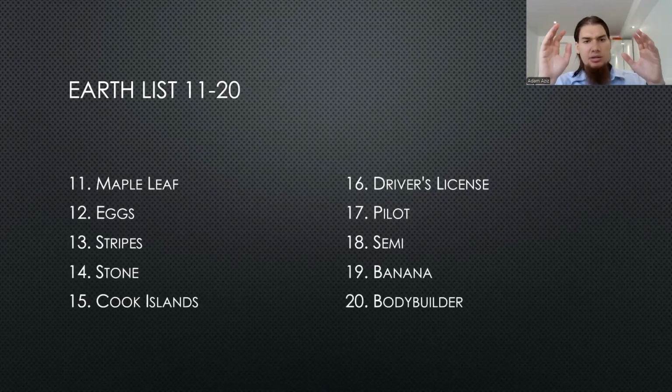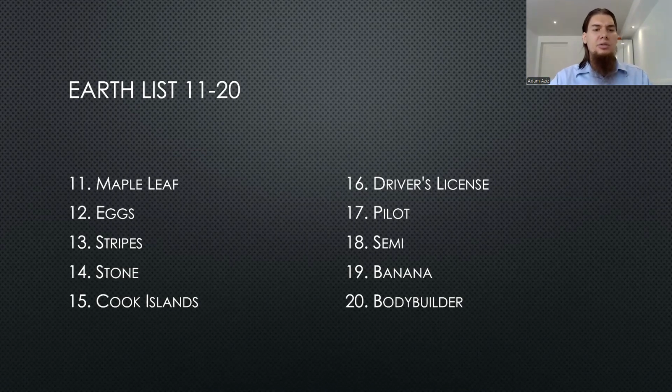Okay, now that was an exercise for the Earth list 1 through 10. Now this is the Earth list 11 through 20, so you can begin learning lists of up to 20. Each of the numbers corresponds to the concept or word that it's next to. Number 11 is maple leaf because on the Canadian flag, the maple leaf has 11 points. Number 12 is eggs because eggs commonly come in a dozen. Number 13 is stripes because of the 13 stripes on the American flag.